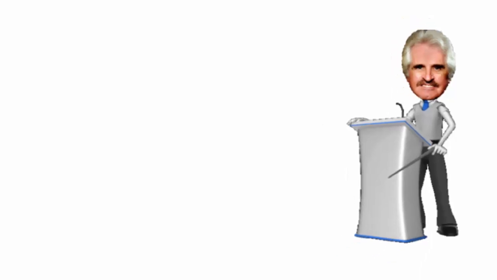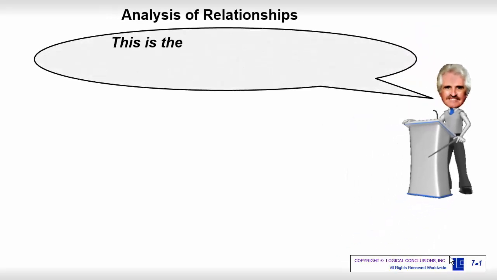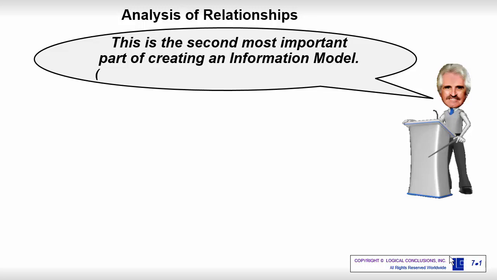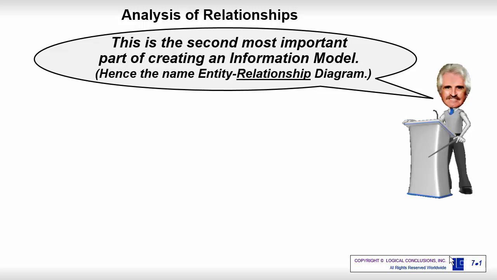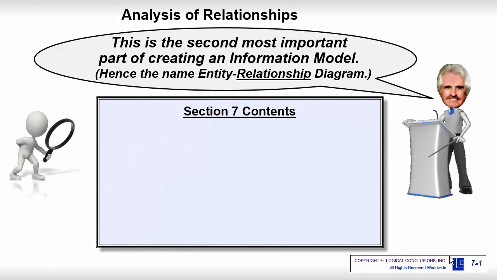This section covers the analysis of relationships. This is the second most important part of creating an information specification, hence the name Entity Relationship Diagram. In this section, we'll identify how we find relationships between any two associated entities and model them on an entity relationship diagram. Remember, an entity relationship diagram simply declares the business entities and their relationships graphically.